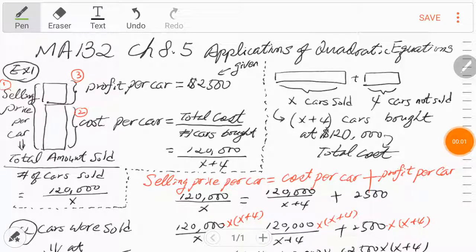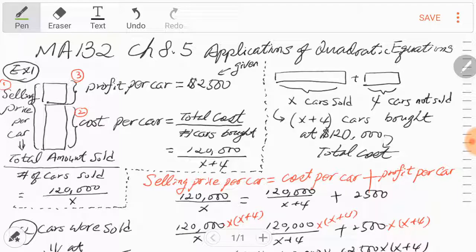Okay, this section is about the applications of quadratic equations. So for each application question, we have to write an equation that is a quadratic equation. Okay, then the first one is this, on the right side.